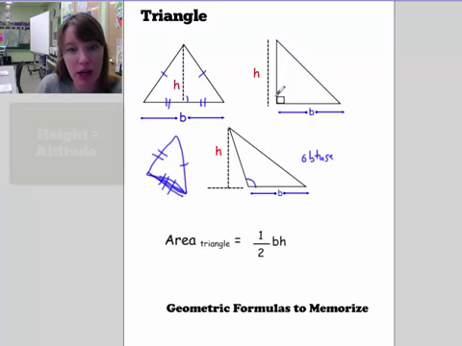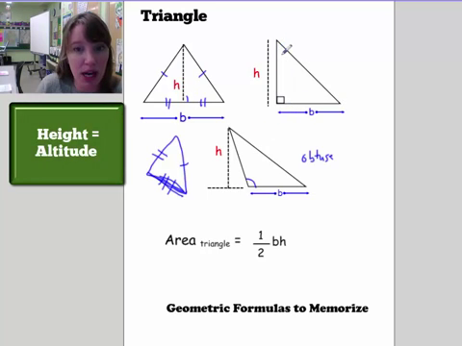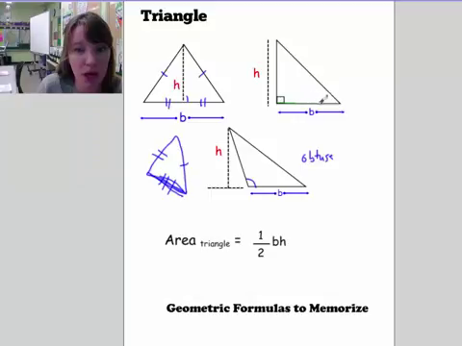Now, in a right triangle, the base is one side and the height is the other side. Okay, so if the right triangle is oriented this way, the base would be this horizontal line. And since the nice thing about a right triangle is that it meets another side at 90 degrees, this other length right here would be called the height, or the altitude of the triangle.